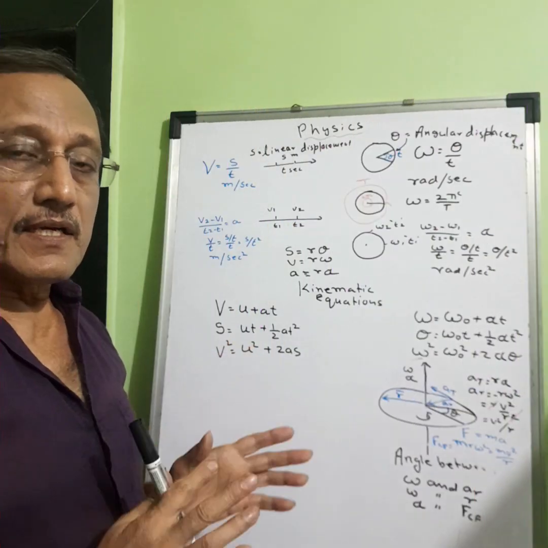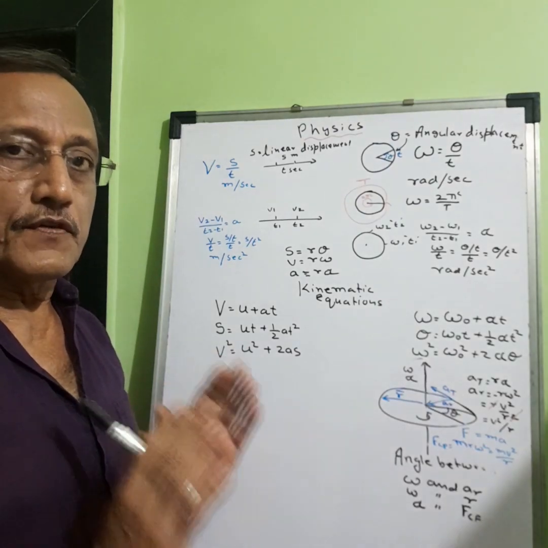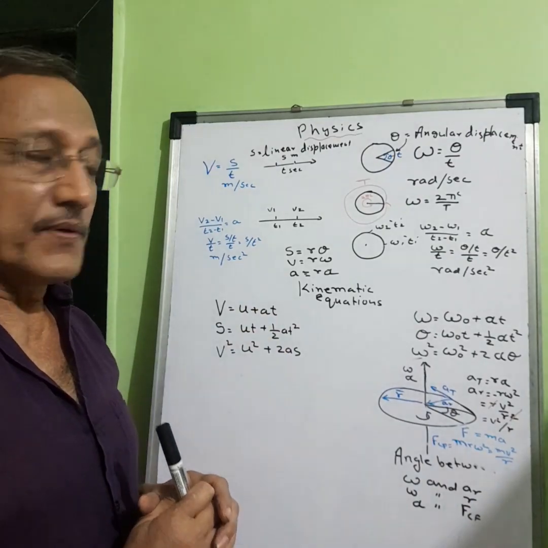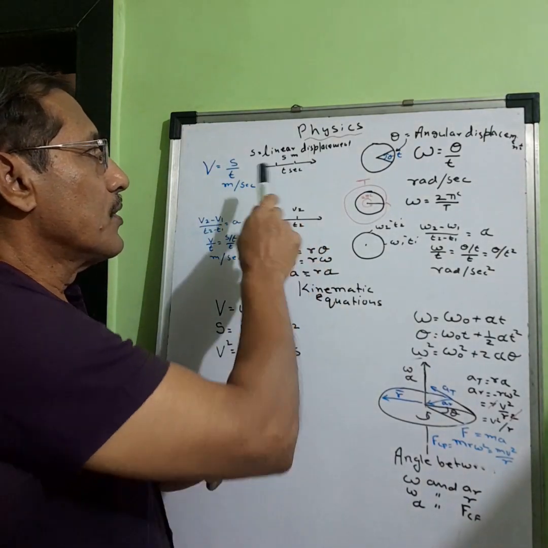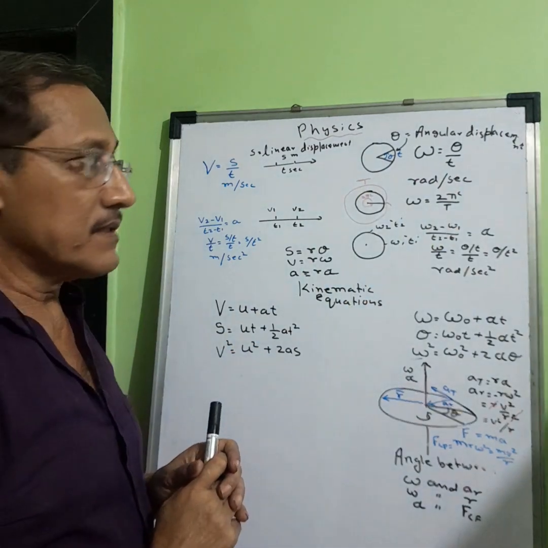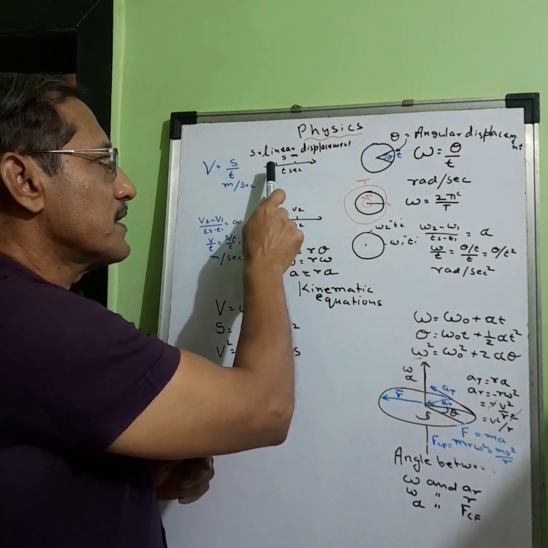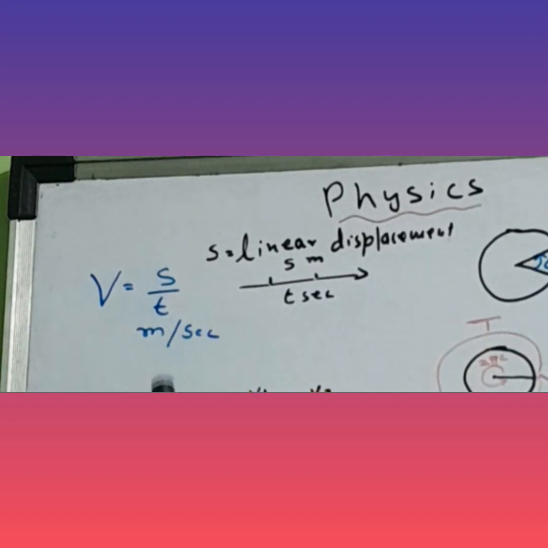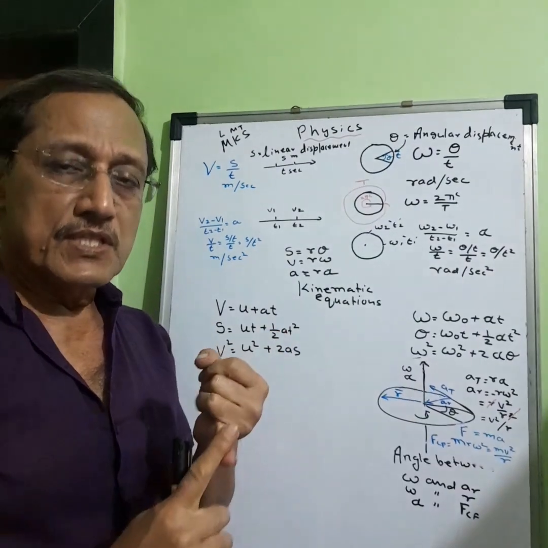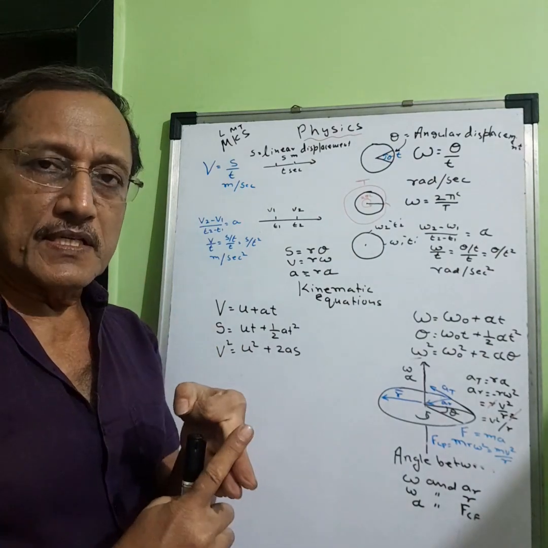All right, happy viewing. Let's try and understand some basics of physics which we will be requiring in most of the places in this video. So we are talking about linear displacement and angular displacement. In case of linear displacement, suppose the distance covered is s in time t seconds, then velocity is distance over time. We know that there are three systems: CGS, MKS and FPS.